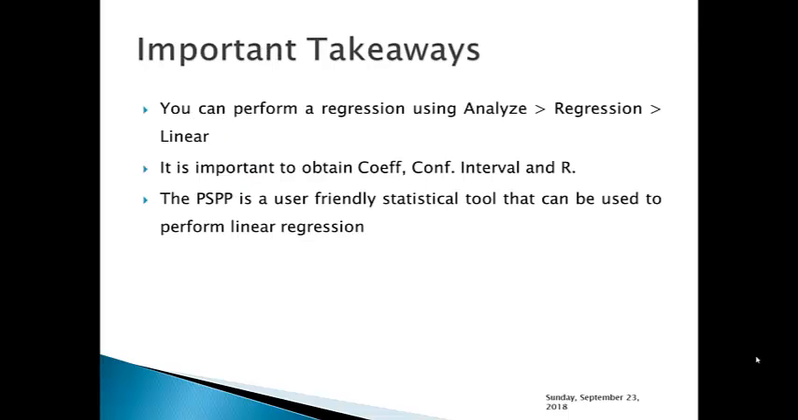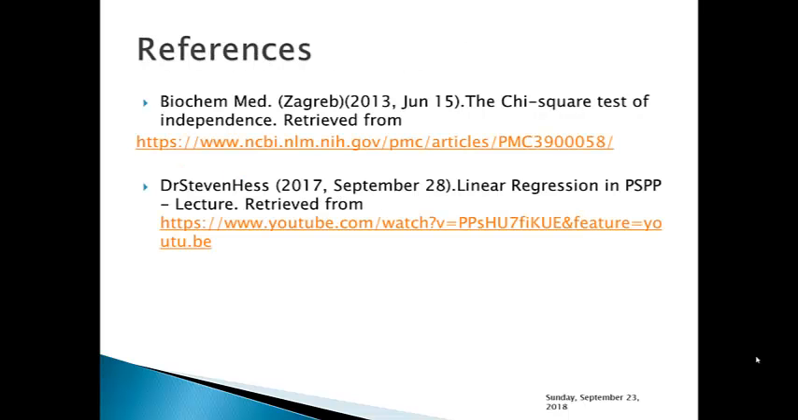Now, important takeaways. The important takeaways include: one, you can perform a regression using Analyze, Regression, and Linear. It is important to obtain the coefficient, interval, and R. PSPP is a user-friendly statistical tool that can be used to perform linear regression. We now show the references used for this presentation.